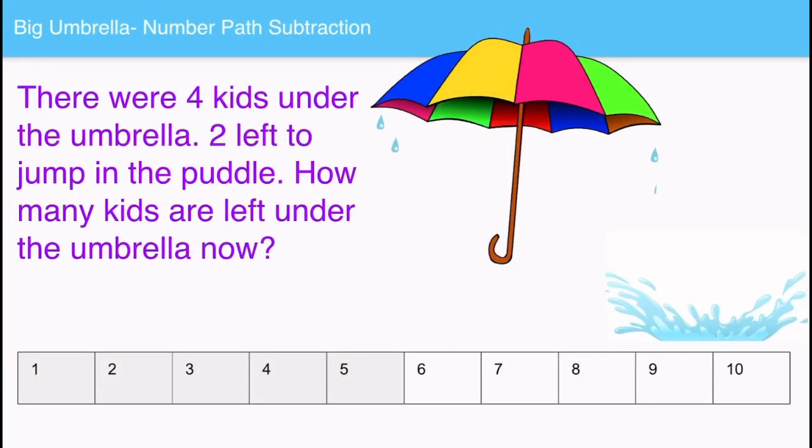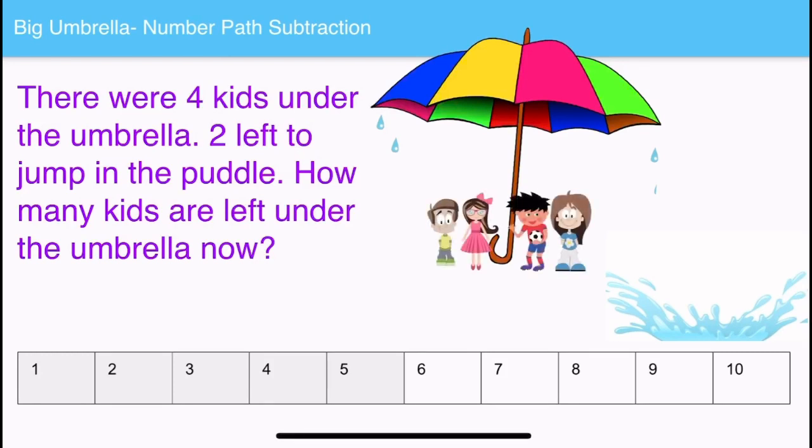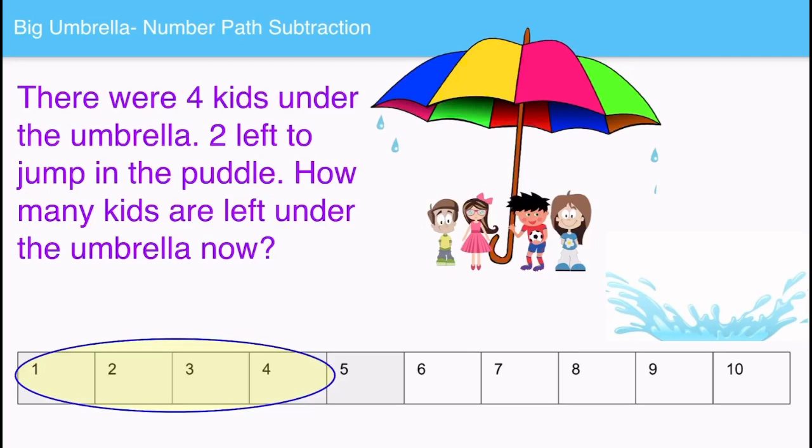For our next problem today, friends, there were 4 kids under the umbrella. 2 left to jump in the puddle. How many kids are left under the umbrella now? Well, remember, the first thing we have to do is think, how many counters are you going to start off with? So let's go back to the problem and look. It says there were 4 kids under the umbrella. So that means we should start off with how many counters? 4. Good job. So, boys and girls, while you are putting down your 4 counters, I am going to circle numbers 1 through 4 on our number path to represent 4 kids together.